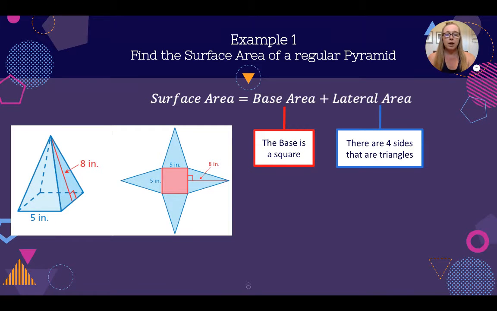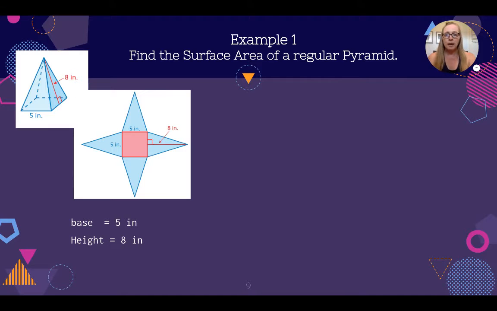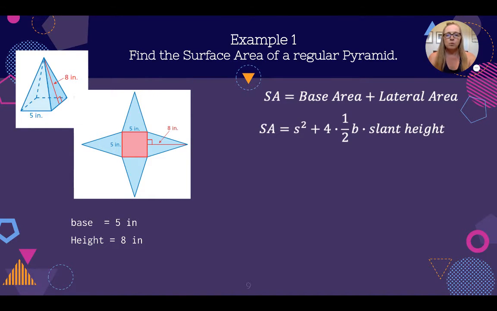So let's find the base area, and then we have 4 sides in our pyramid that are all triangles. So we need that formula for the area of a square, and we need to remember that the area of a triangle is 1/2 base times height. So our base is a square with a side length of 5 by 5, and the triangle has a base length of 5. So we have our base area is 5 squared, plus our 4 triangles, so 1/2 base times height. So 1/2 times 5 times 8.